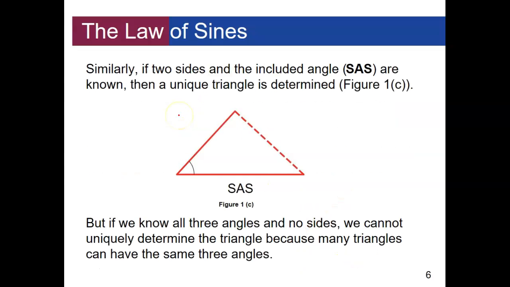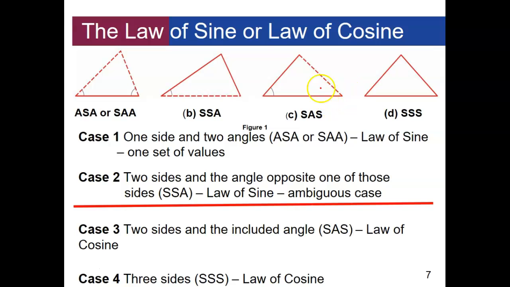Okay, so what I have here is a slide that shows when we're going to use what. The first case here is angle, side, angle, where you have an angle, a side, and another angle. You can also have angle, angle, side, which is going to work the same way, or side, angle, angle, whichever way you want to call that. Both of those, you're going to have one side and two angles, and you're going to use the law of sines in order to solve that.